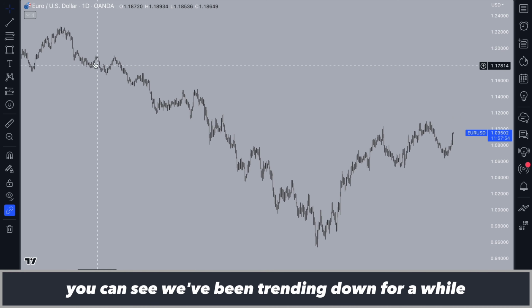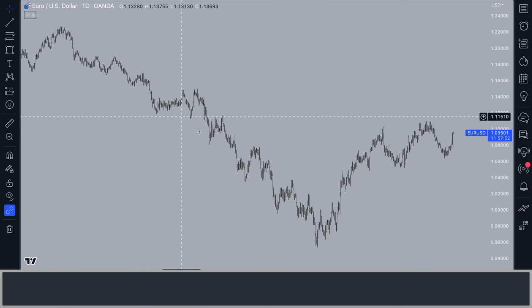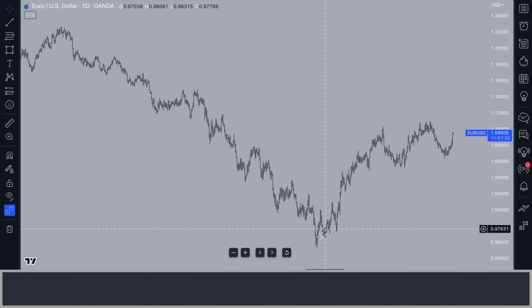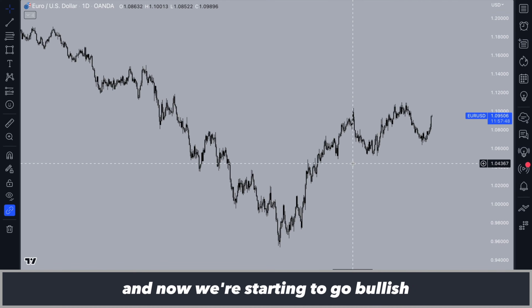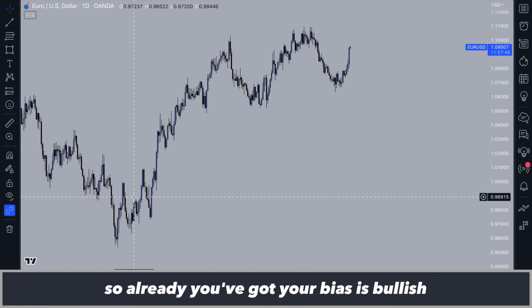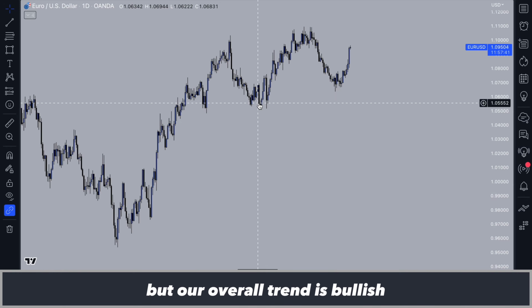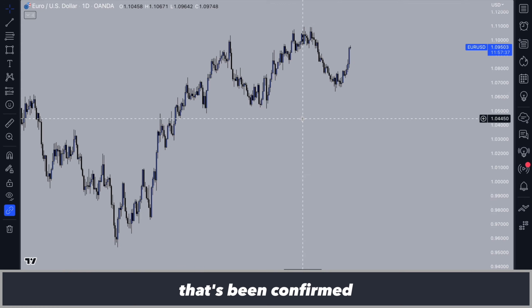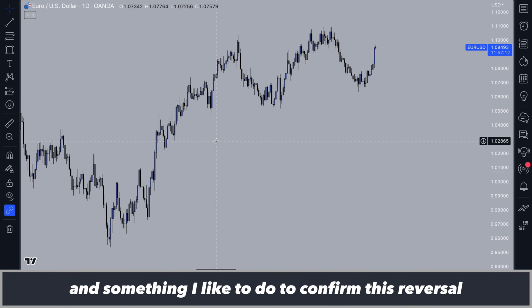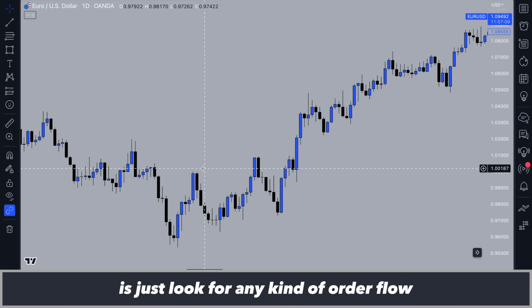and as you can see, if you zoom out a bit, you can see we've been trending down for a while, and then you can see in this area here, we get a change, and now we're starting to go bullish. So already you've got your bias is bullish, and it's going to be pullbacks. You know, sometimes you have bearish pullbacks, but our overall trend is bullish until we get a proper reversal that's been confirmed.